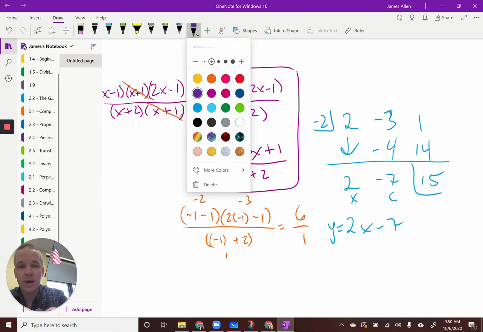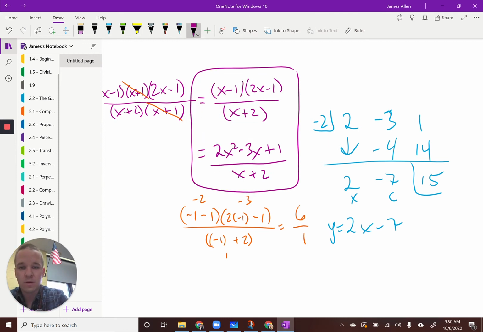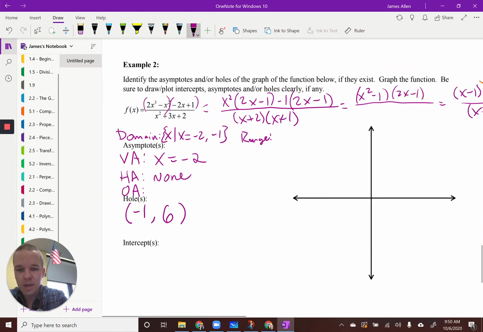Let's jot that down back in my more organized work over here. So that's y equals 2x minus 7. I love it. We're getting somewhere. So we got all of our asymptotes taken care of.